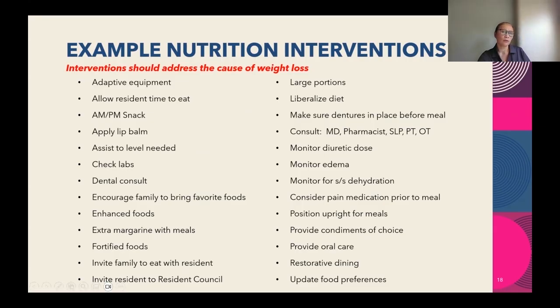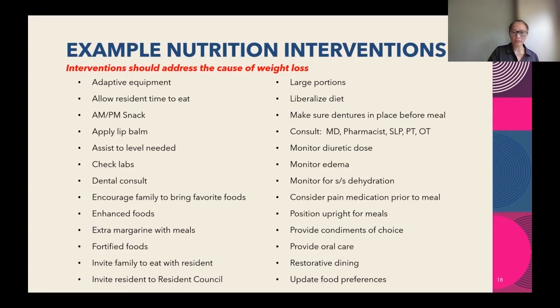How about as simple as adding just margarines with meals? How about having a robust fortified food program? How about inviting a family to eat with the residents? So, et cetera.